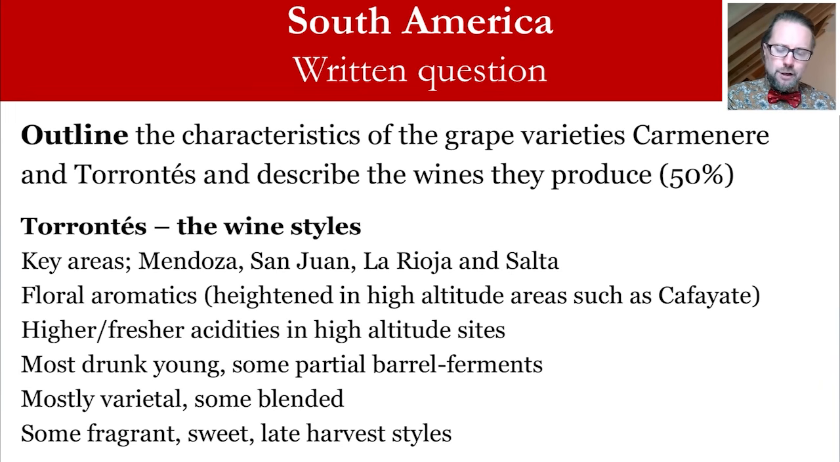Because of its parentage of Muscat, you'll find things like floral aromatics. They are very much heightened in the high altitude areas in the Salta province. So Cafayate, for example, in that northern area. So you get these wonderful, fresh and very lifted floral compounds. They tend to be much lower from the low altitude Mendoza or San Juan areas.